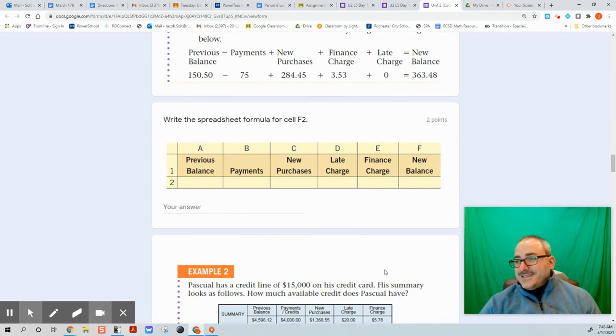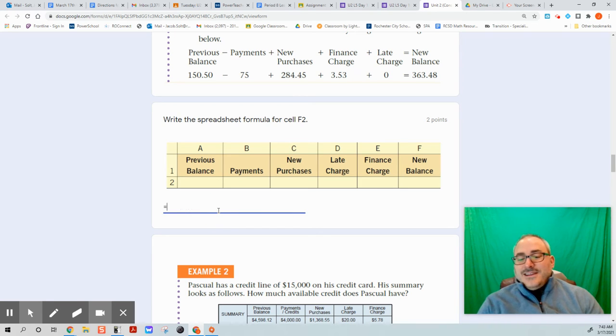Okay, practice. Write the spreadsheet formula for cell F2. This is cell F2 right here. You give me a spreadsheet formula, all right? I'll give you a second, and just pause the video here and give this a shot. Great, through the magic of video, you paused me, I shut up for a second.